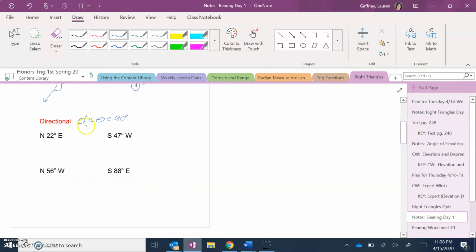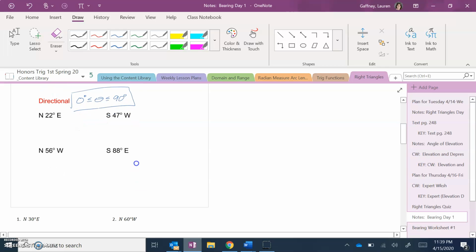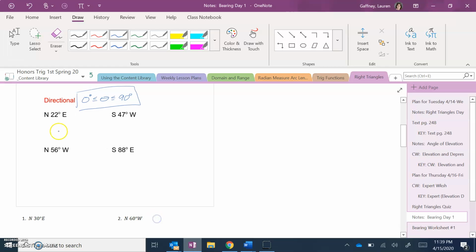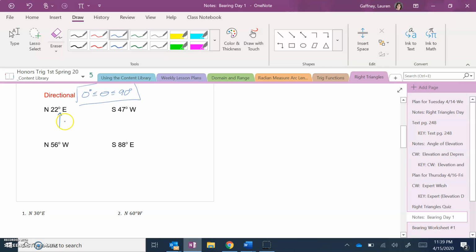Directional bearing is different. Directional bearing is always going to be between 0 and 90 degrees. That is important. Notice here you have a north and an east or a south or a west or some type of direction given to your bearing. So what this is basically saying, and I kind of read it a little bit backwards than how it's written, this is saying that we are going to be 22 degrees east from north. So if this is my north, we want to go 22 degrees east of that. So east would be to the right. Okay, so 22 degrees, just rough estimate, would look like this.